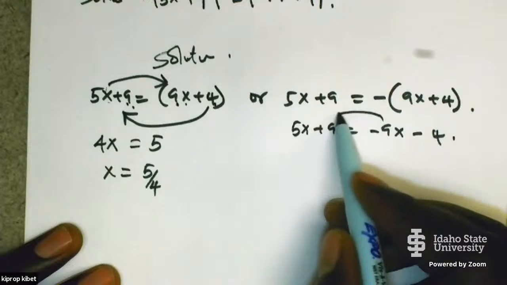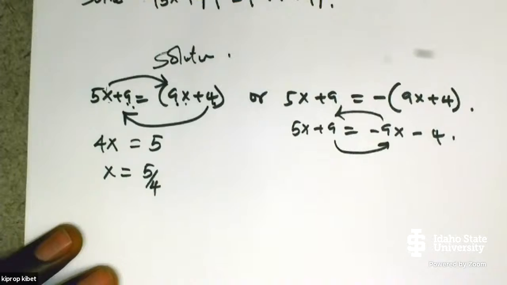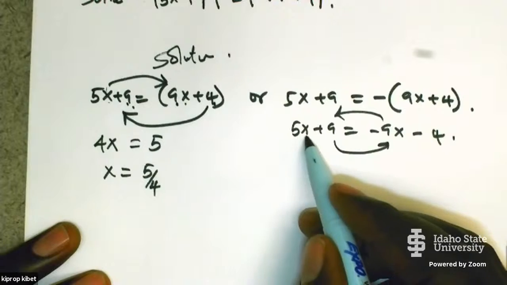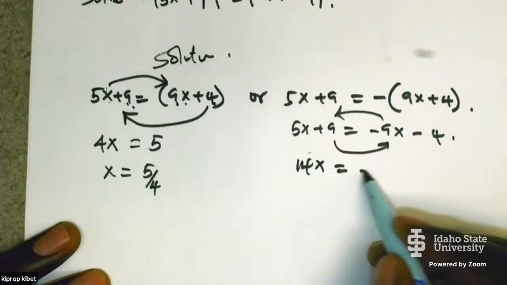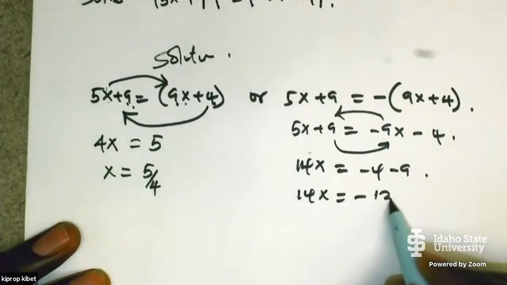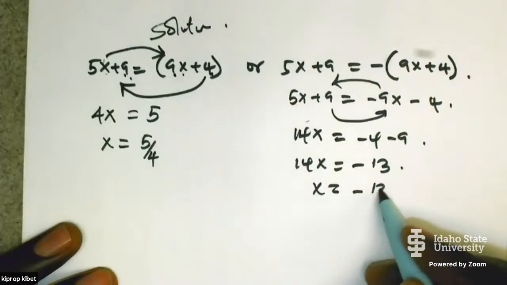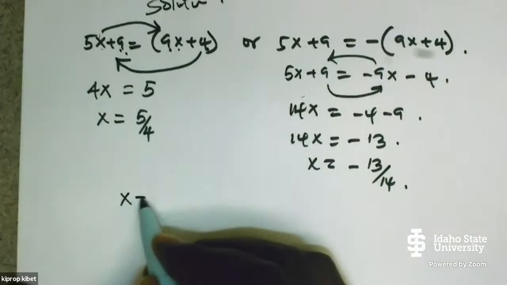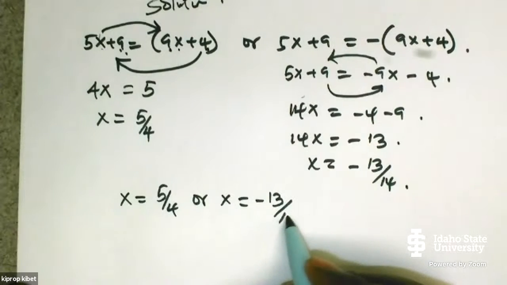So you can bring 9x here, and then you take 9 over there. When you bring 9x here, then 5x plus 9x will be what? 14x equals minus 4 minus 9. So 14x equals minus what? Minus 13. So our x equals minus 13 over 14. Therefore, x equals 5 over 4, or x equals minus 13 over 14.